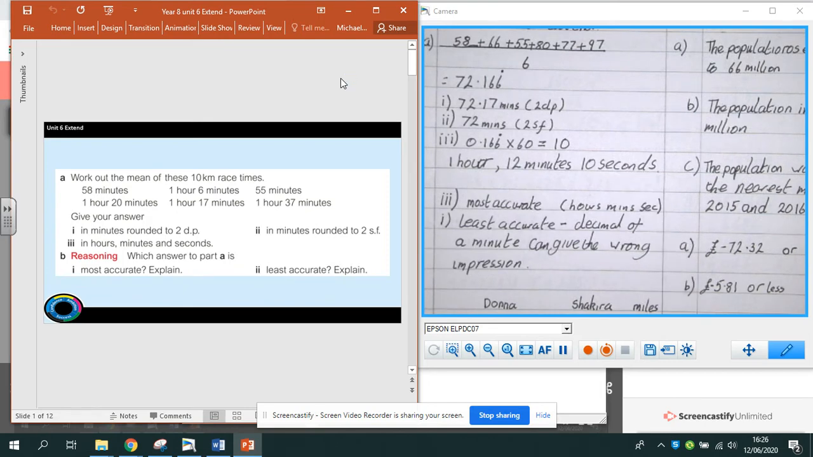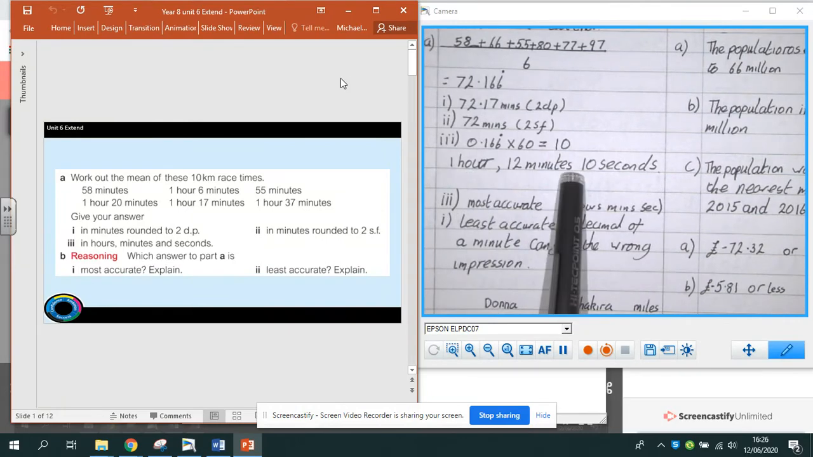Part B then asks me which answer is most accurate. I think it's 3. I think it's 1 hour, 12 minutes and 10 seconds. That's very easy to understand. It's the easiest one to work with.